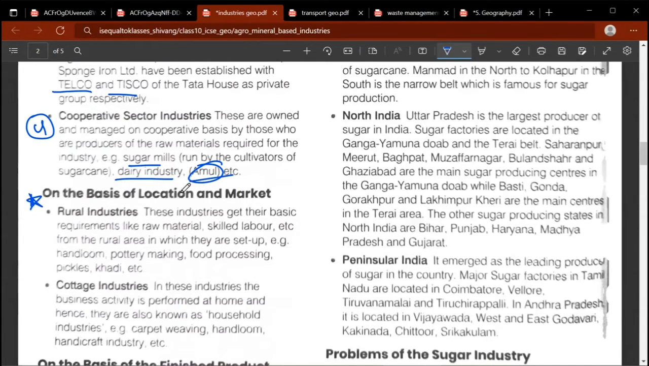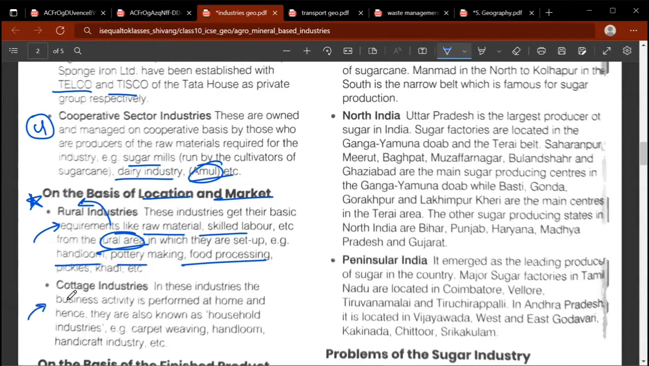Now let's move on to the basis of location and market. So you have rural industries. They get the basic requirements like raw materials, skilled labor, etc. from the rural area, as the name suggests, in which they are set up. Example is handloom, pottery making, food processing, pickles, khadi, etc. So these are rural industries.